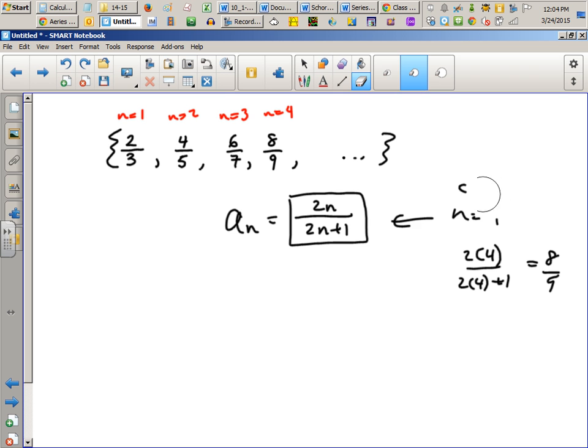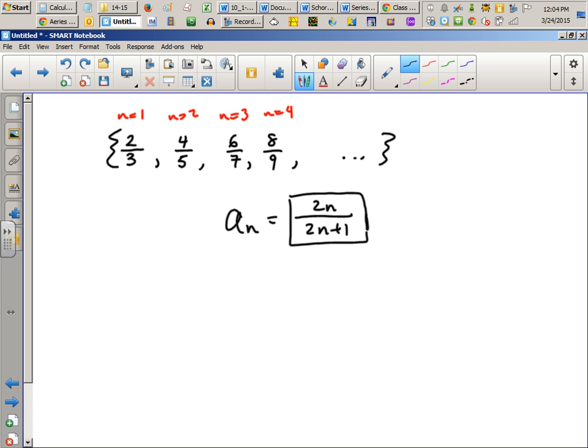It teaches us that even numbers can be generated using 2n. 2n generates 2, 4, 6, 8. Who do we appreciate? Evens.